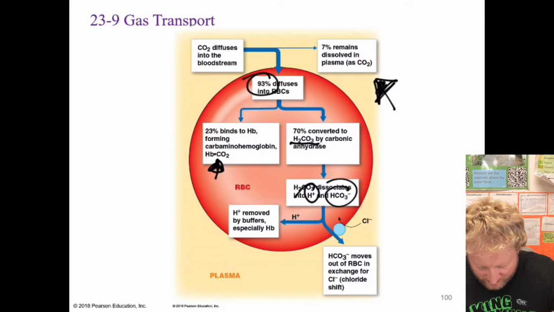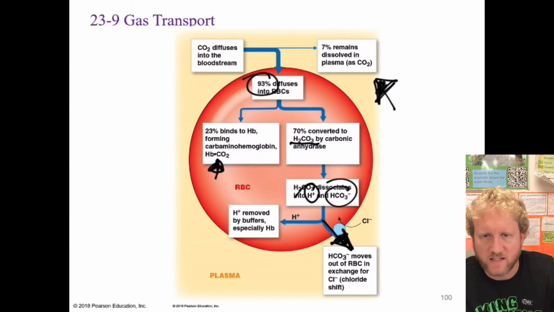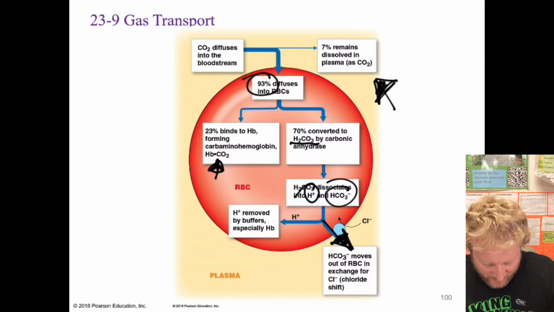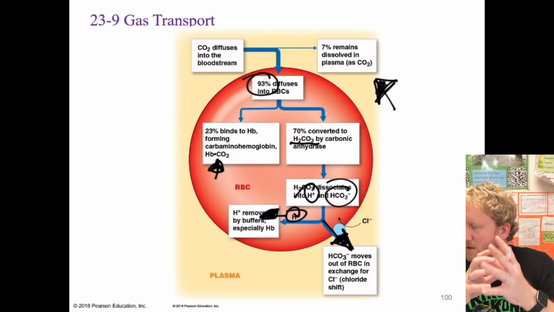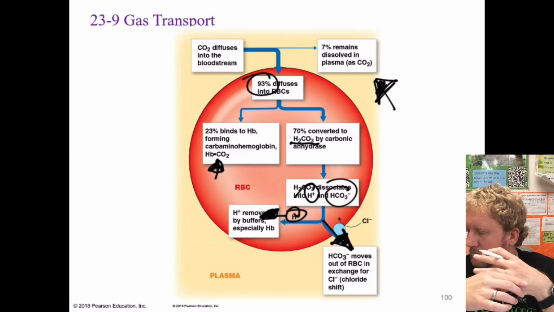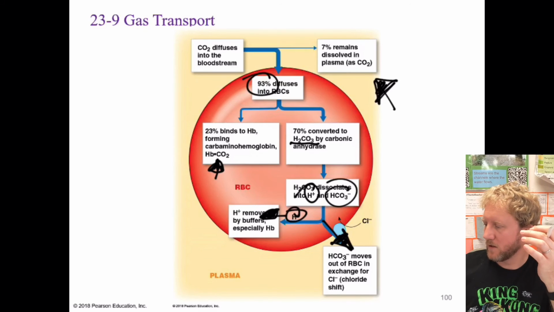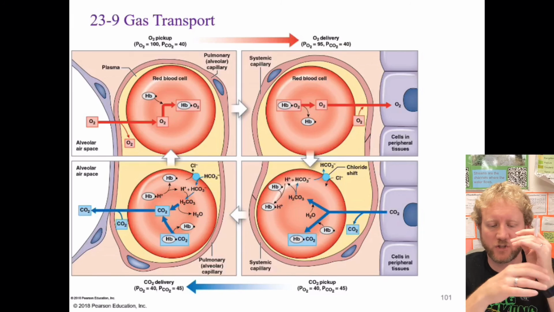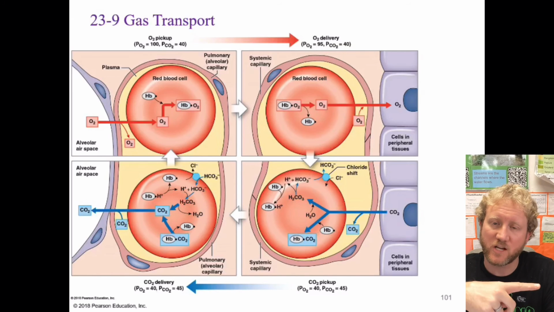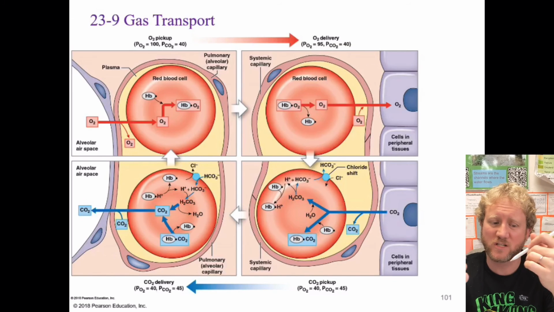The bicarbonate leaves the red blood cells back into the bloodstream. It works as a buffer. And the hydrogen ions are removed by the hemoglobin as buffers and neutralized, basically. That's it. So this is a diagram basically showing that gas exchange stuff that we talked about with those partial pressures and stuff like that.